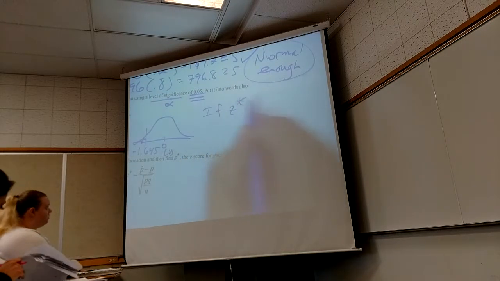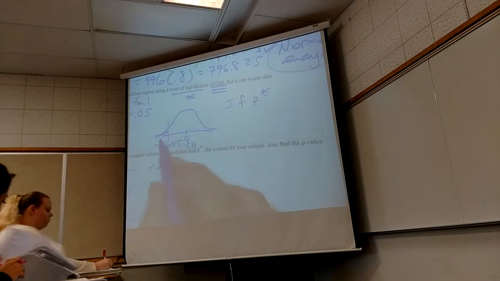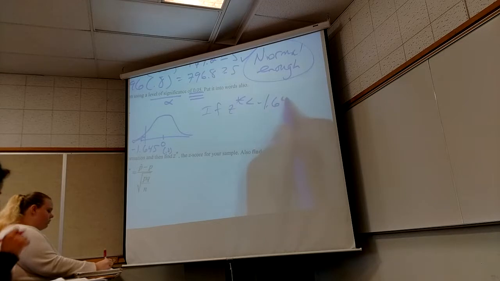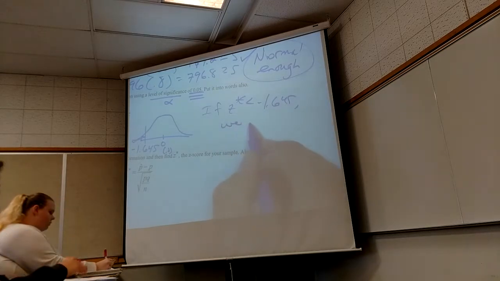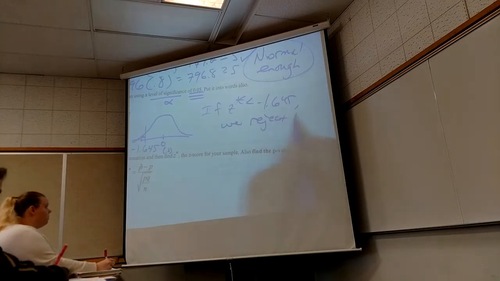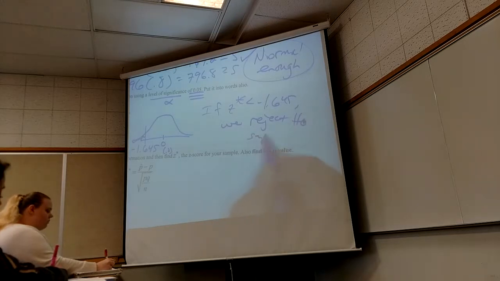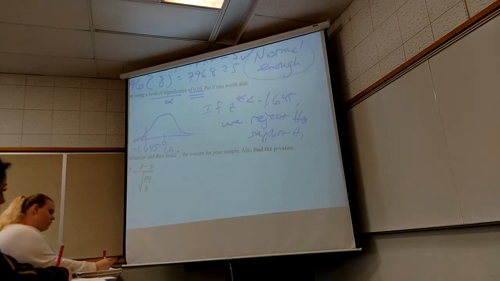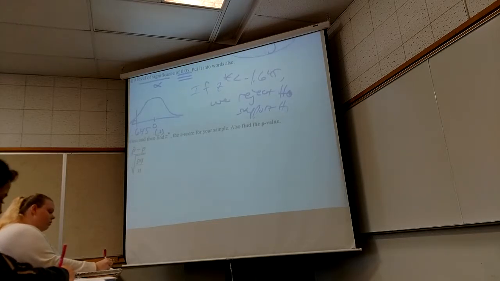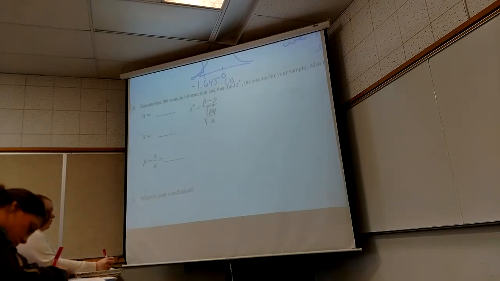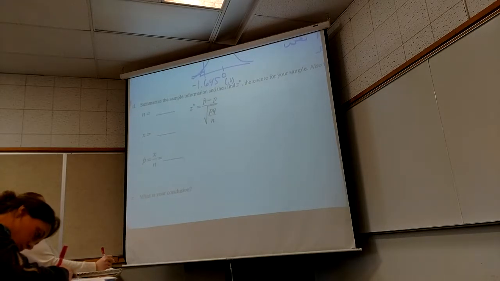How do I say this in words? If z-star is less than a negative value, we can reject the low and support the high. Okay. And now it's super nice on this one. Geez, look at that. And check.